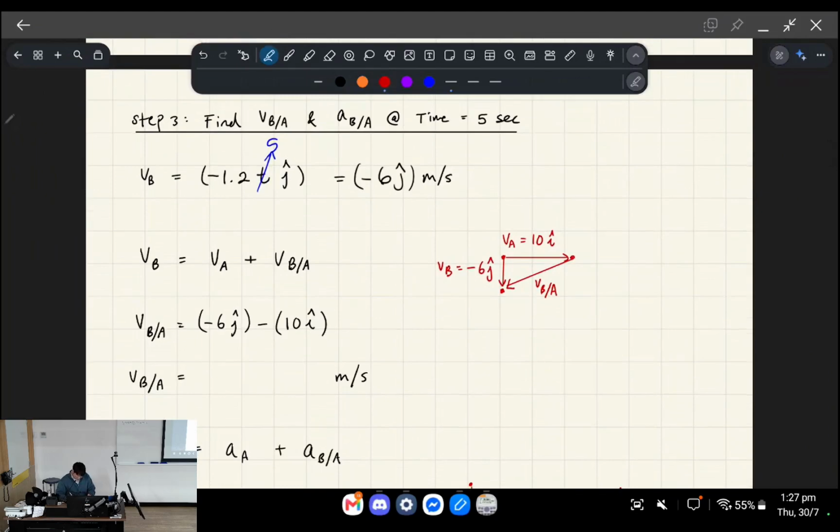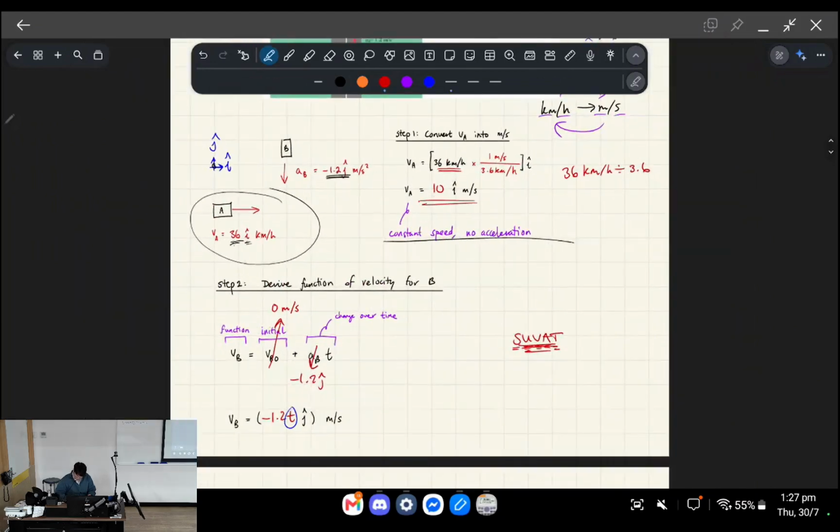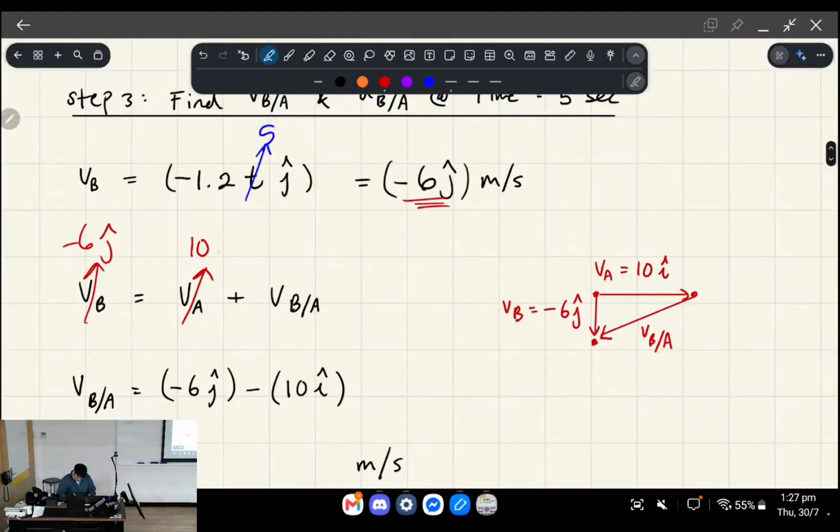Oh, sorry, this is the relative velocity expression, right? We know what VB is, we just calculated it. We know what VA is because we converted to meters per second. You can see that these are in different directions: VB is in the negative y direction and VA is in the positive x direction. But you can actually add these together if you consider them as vectors.